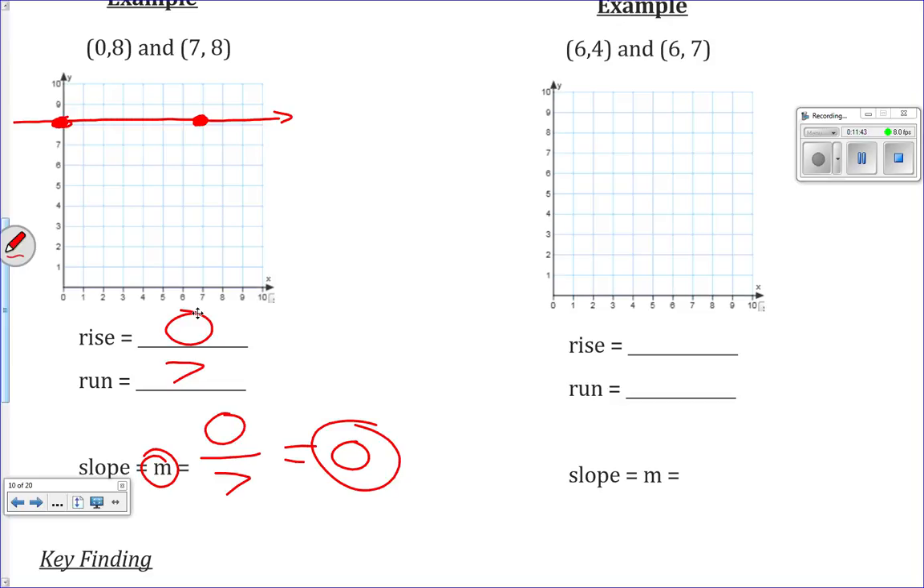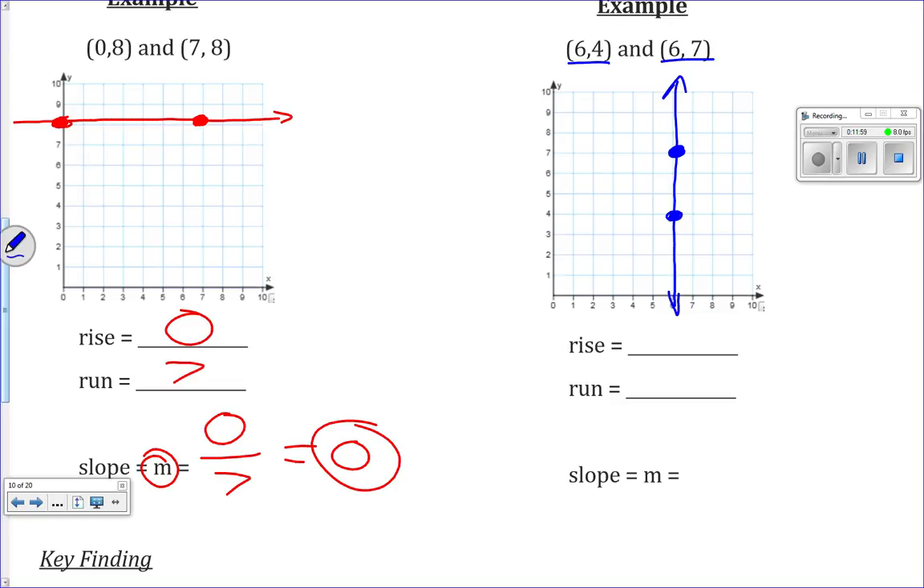Now let's look at a vertical line. Here are my 2 points, 6, 4, and 6, 7. So I go over 6, up 4. Then I'm going to go over 6, up 7. This line goes straight up and down. Okay, so maybe my point's a little bit bigger.